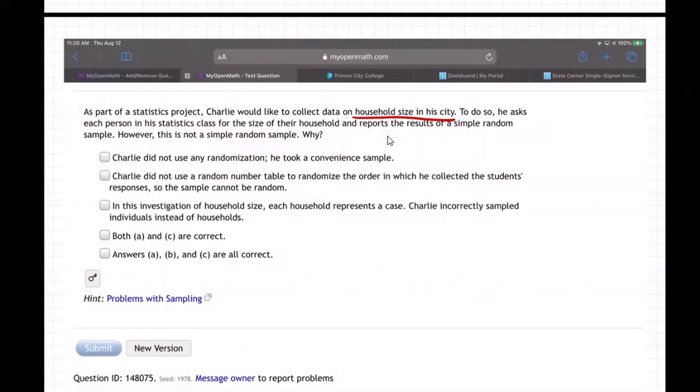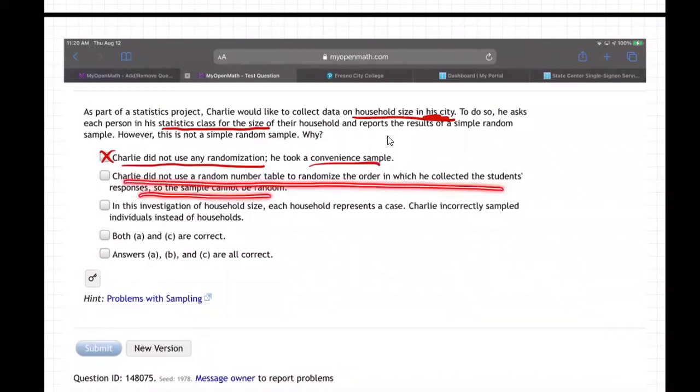So what if I want to figure out the average household size in Fresno, California? What if I went and just asked everybody in my stats class how many people are in your household, and then I found the average? Is that going to be the same for the whole city? No. Charlie did not use any randomization. He just did a convenience sample. Yeah, he just asked the people in his class. Charlie did not use a random number table to randomize in order to collect.